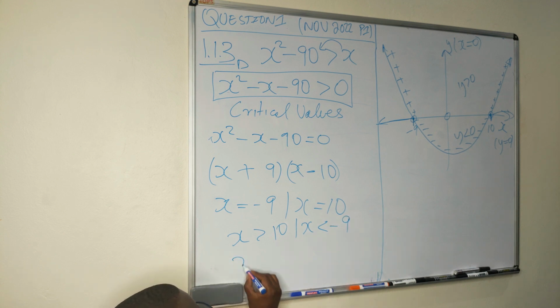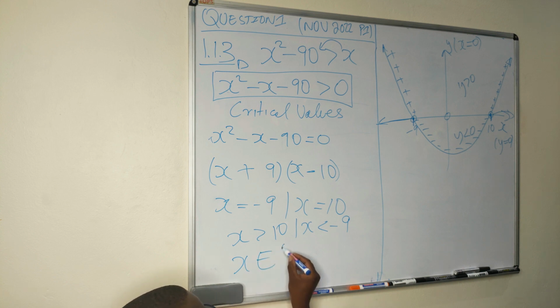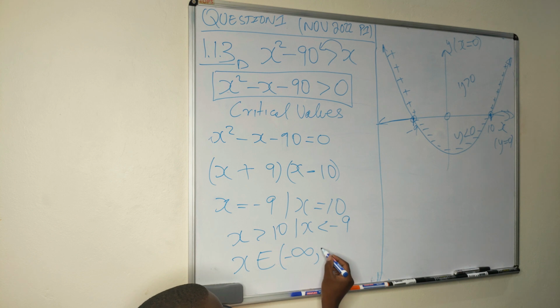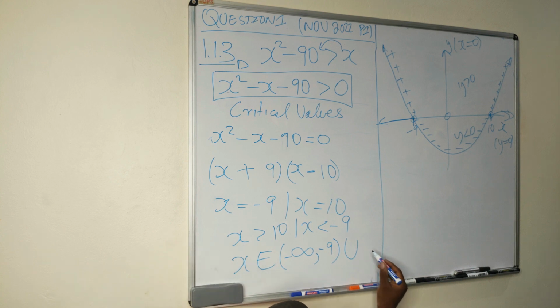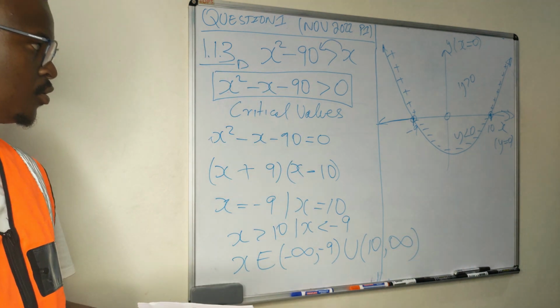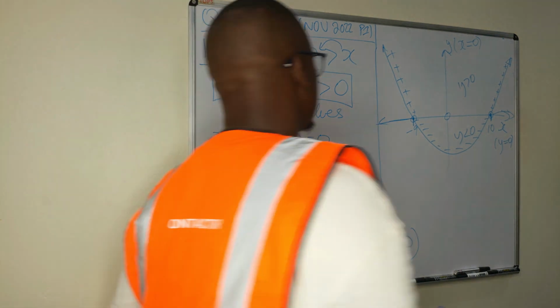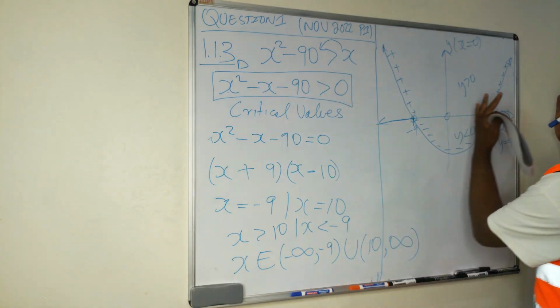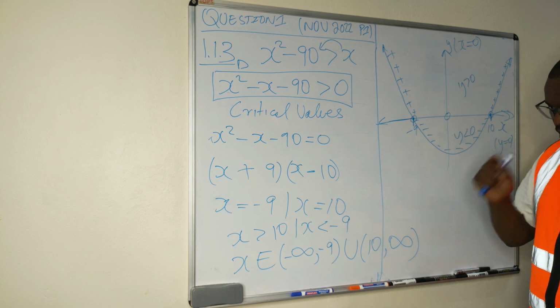Or you can write it as x is an element of minus infinity to minus 9, right? Union what? 10 to infinity. This is how it looks, which means you're just taking the union of this set and that set, you're just putting them together. That's what you're doing here.